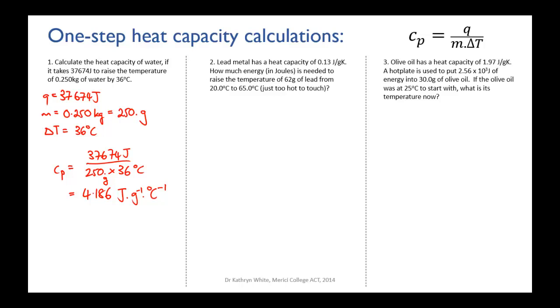Now, there's something wrong with this. Can you spot what it is? It's significant figures. If we go back to our original values, 37,674 joules has five significant figures. Our mass has three significant figures, but our temperature has only two. And that means that our final value must have two as well. So we're going to round that to 4.2.